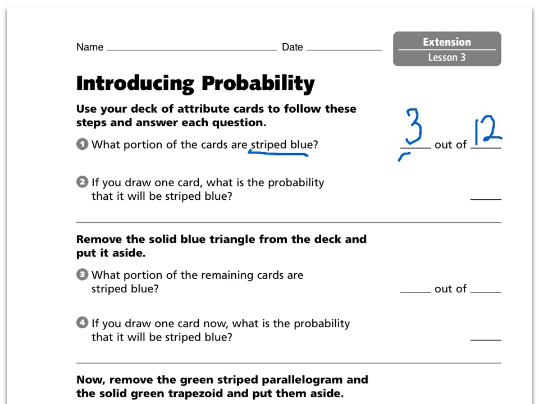And I know that it's going to be 3/12, but I need to reduce that down. I can reduce the fraction by dividing the numerator and the denominator by 3. 3 divided by 3 is going to be 1, and 12 divided by 3 is going to be 4. The probability would be 1/4.